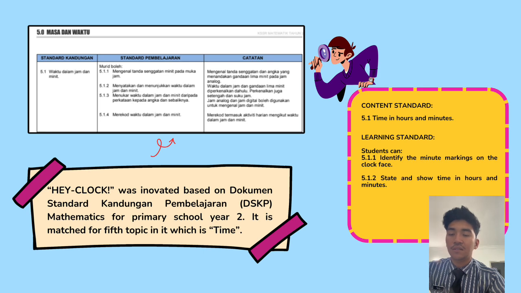So, based on the DSKP, the content standard and learning standards that match my product are 5.1, which is time in hours and minutes. Meanwhile, for the learning standards, 5.1.1: students can identify the minute markings on the clock face, and 5.1.2: students can state and show time in hours and minutes.